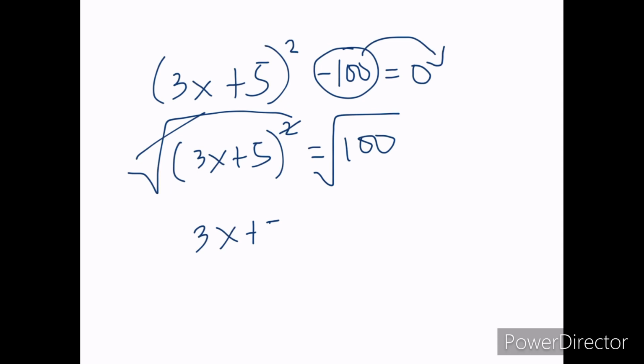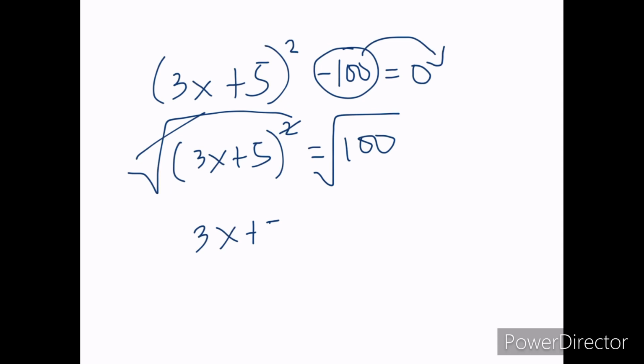Next, we need to solve for the value of our variable. So in positive 10, let's first use the positive 10. So 3x is equal to negative 5 plus 10. Simplify, 3x is equal to positive 5. Since the value of our a is not equal to 1, divide both sides by the value of our a, which is 3. Therefore, the value of our x is 5/3.